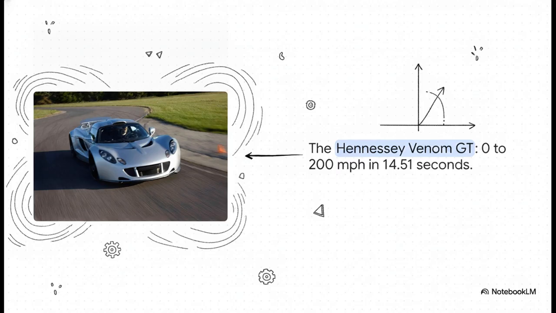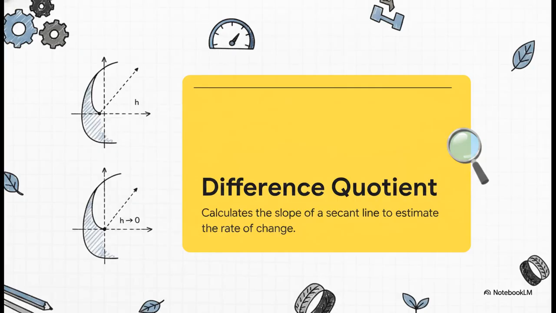Now, to calculate the exact instantaneous acceleration of that car at any given split second of its run, you absolutely need derivatives. They're the ultimate mathematical tool for finding the instantaneous rate of change. But trying to calculate that the foundational way is incredibly exhausting. You see, this right here is the difference quotient. It's the mathematical bedrock of all derivatives.